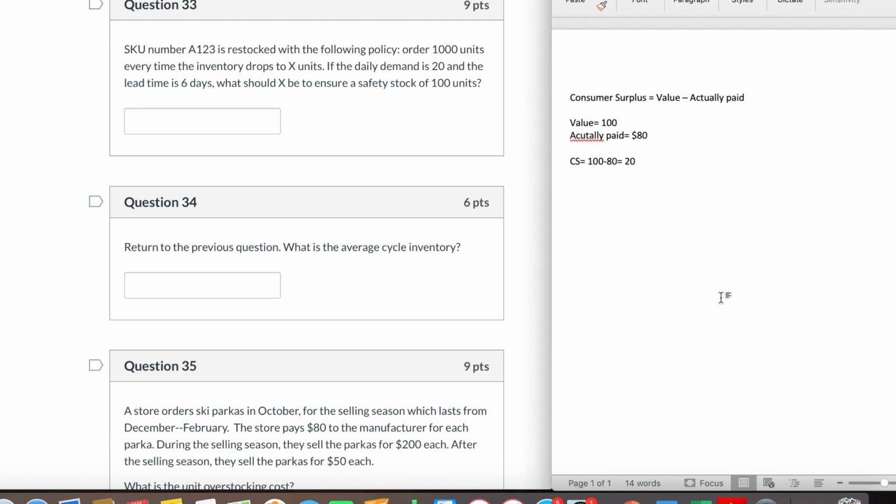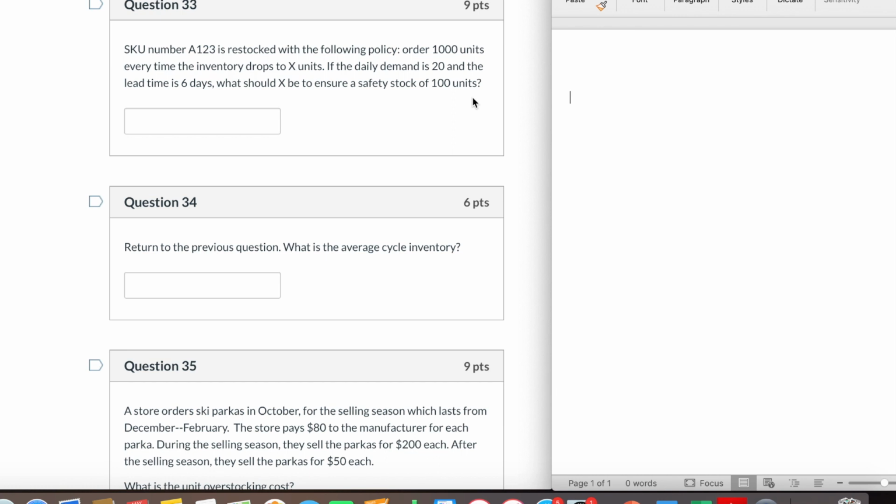Now, question 33. SKU number A123 is restocked with the following policy. Order 1,000 units every time the inventory drops to X units. If the daily demand is 20 and the lead time is 6, what should X be to ensure a safety stock of 100 units? So first of all, we're trying to find X. And what is X? X is the reorder point in the system. Because when it drops to this point, we want to get more.